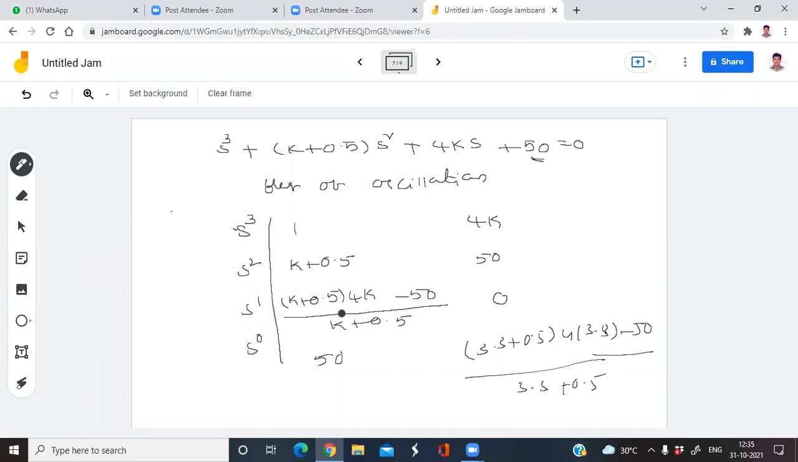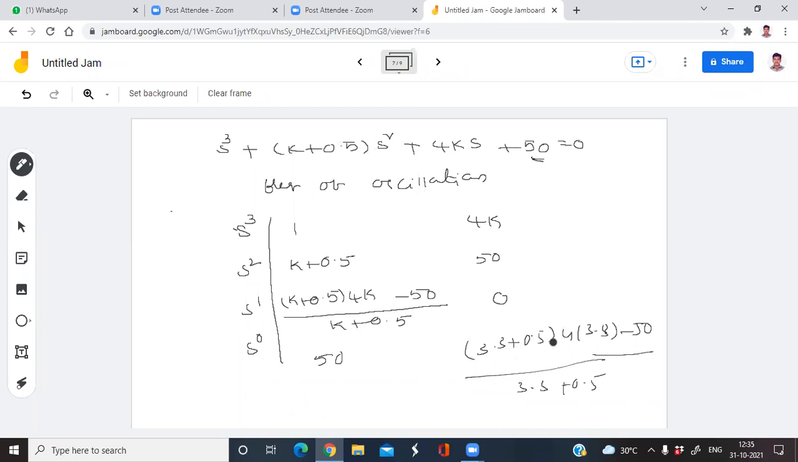Why do you have to substitute here? Because here I want to find the frequency of oscillation. How can you get the frequency of oscillation? Just by finding the roots of the auxiliary equation. Whenever a row has all zeros, then only you have to write the auxiliary equation. So here I want to substitute k equal to 3.3. Then what happens? Just observe that.